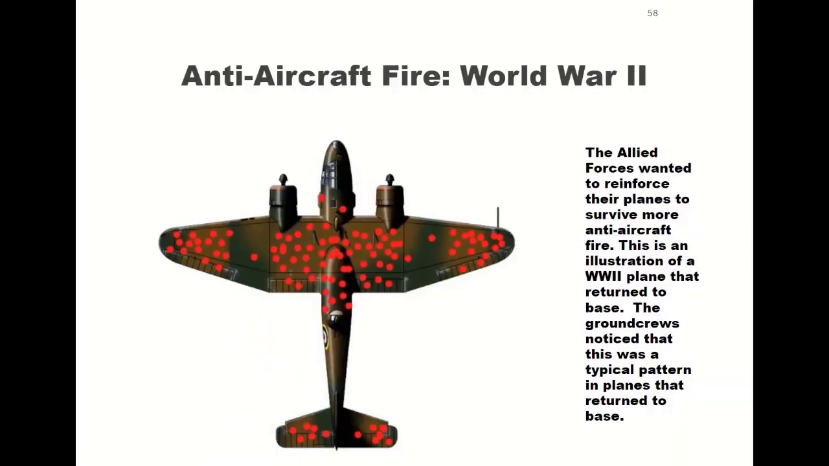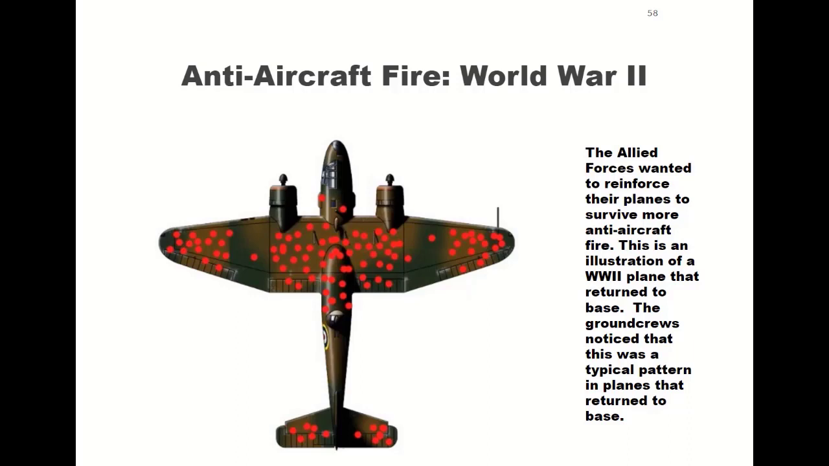I want to start our review by looking at this photograph. This is a photograph, or actually it's an illustration, I should say, of a World War II plane, and all the red dots on this are bullet holes. As the plane was flying, enemies would be shooting at the plane, and when the plane returned to base, these were the areas that you could actually find bullet holes, okay?